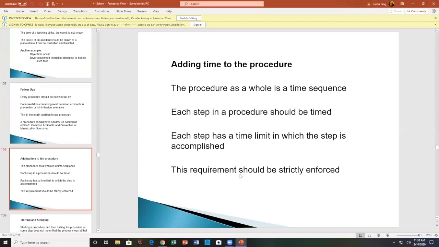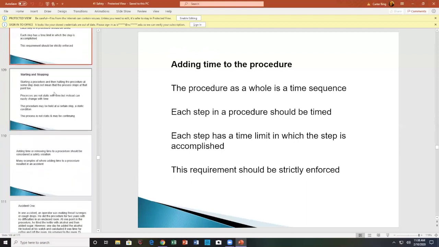There is an attitude out there in chemical engineering land that processes are stagnant. So you could add time to a procedure, or you can take time out of a procedure. Each step of a procedure should be timed. Each step has a time limit in which the step is accomplished. This should be required. So we have our four columns, and then there should be a statement in probably the second or third column about the time at which this takes place.